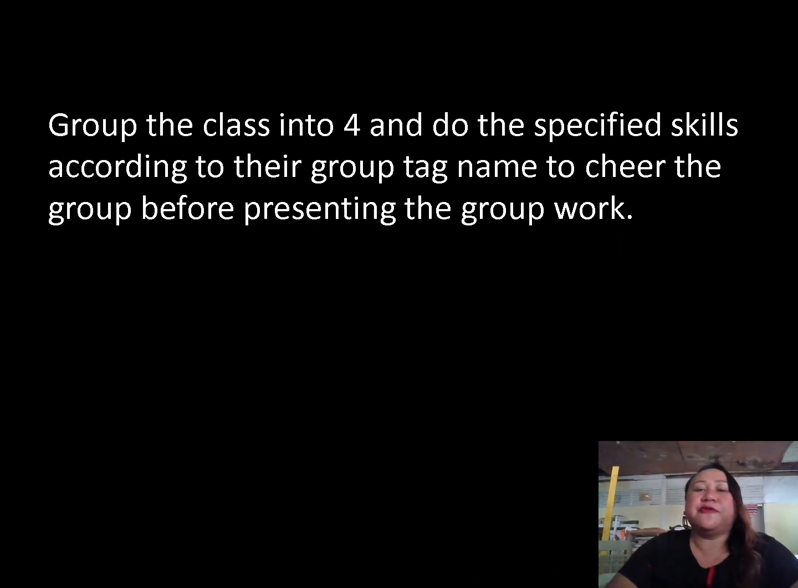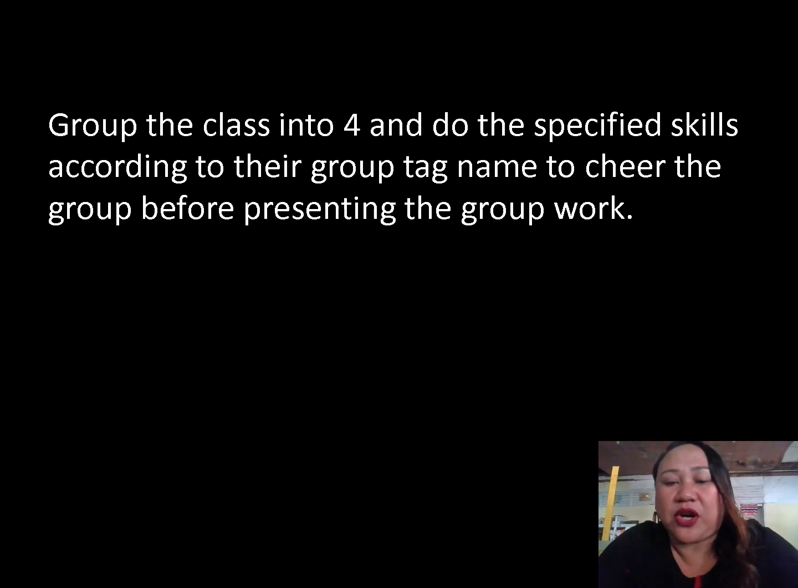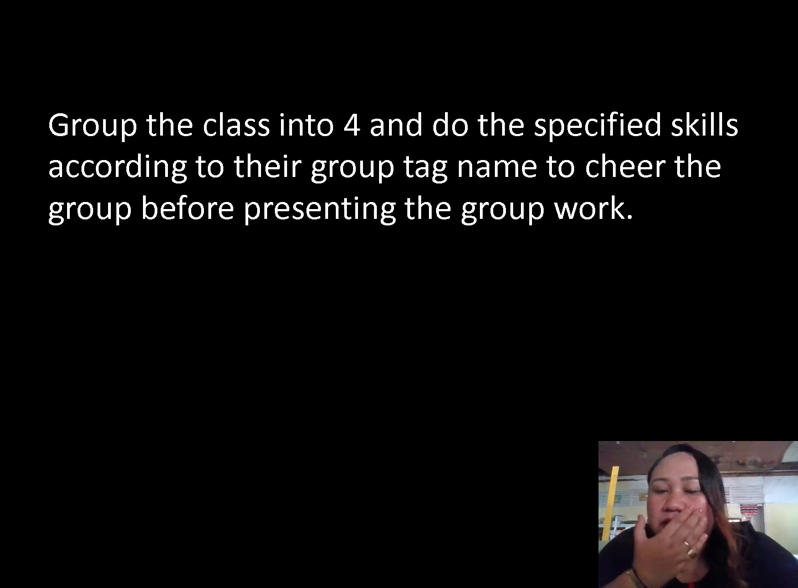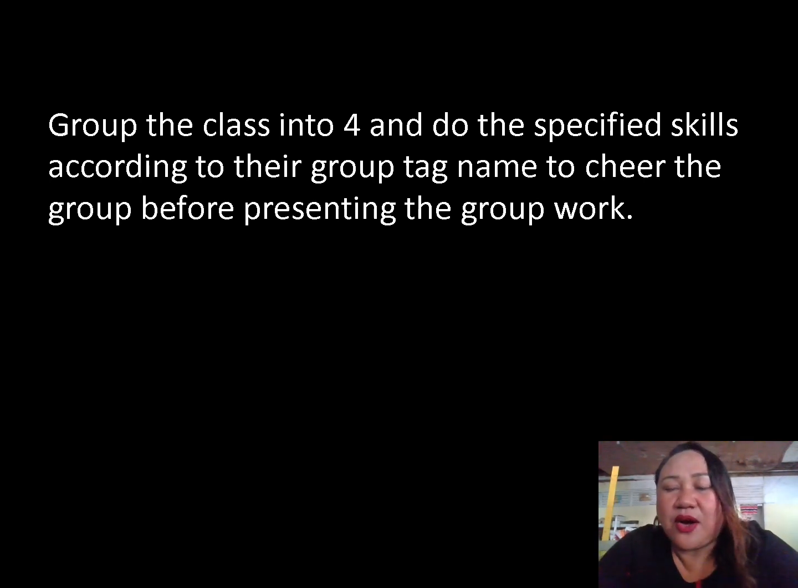Group the class into 4 and do the specified skills according to their group tag name to cheer the group before presenting the group work. Since you will be given that task, and you already have the 4 groups according to your respective skills, because some of you are good in dancing, I'm sure your teacher previously pre-grouped you according to your corresponding talents. So you have your skills already. It will be grouped accordingly, and the presentation will be in a creative presentation.